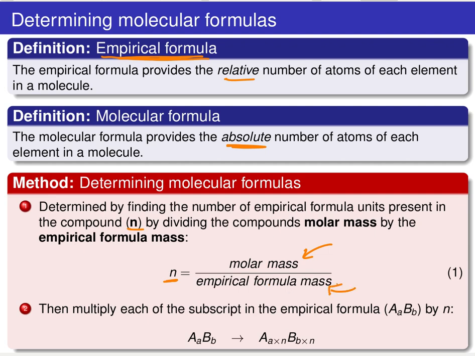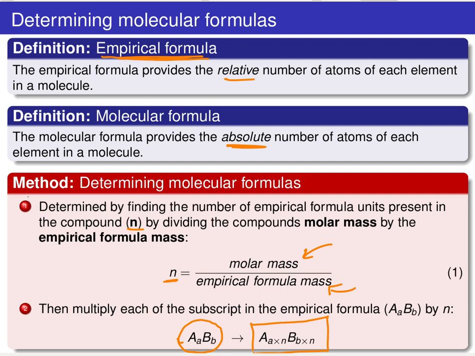And again, remember, in practice, this integer n might not come out to exactly an integer. You might get 2.95, for example, and you'd have to know that that is very close to 2, so 2 would be our integer. So once you take this ratio of the molar mass over the empirical formula mass and get that integer, all you have to do is take the empirical formula and multiply each one of those subscripts by that integer n, and you will obtain your molecular formula.